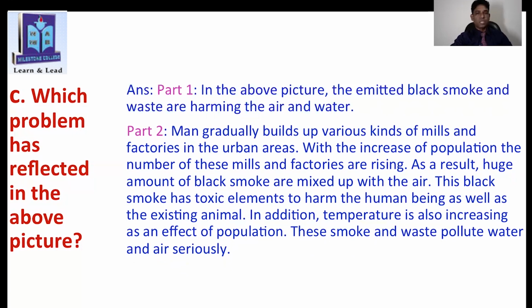Now second part, you can see here, man gradually builds various kinds of mills and factories in the urban areas. You know, with the increase of population, the number of these mills and factories is rising. As a result, a huge amount of black smoke is mixed with the air. So we live in a city area, right? We can see lots of factories and industry, and we can also observe that our Dhaka city is polluting day by day, isn't it? This black smoke has toxic elements to harm human beings as well as existing animals, right?